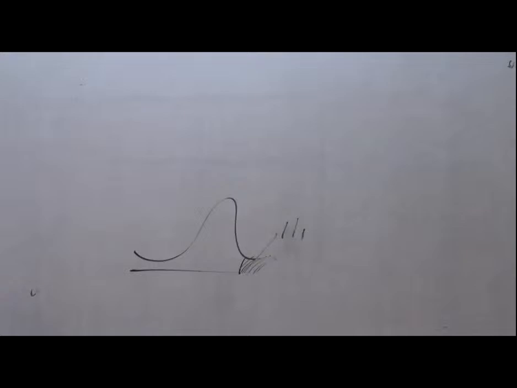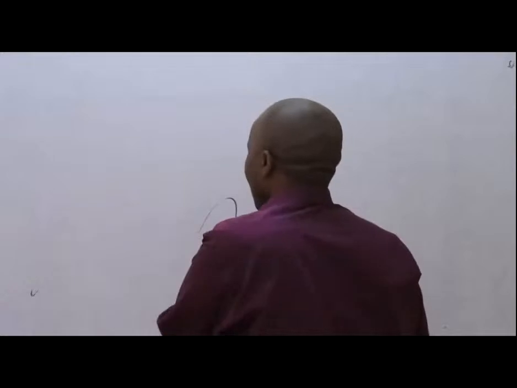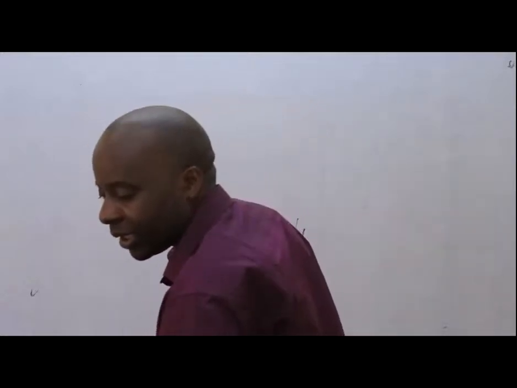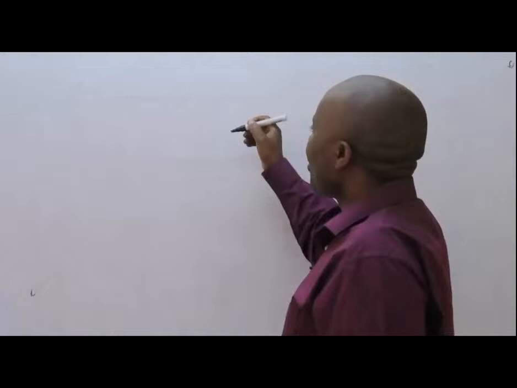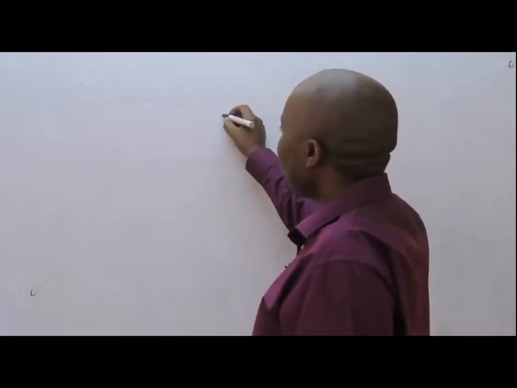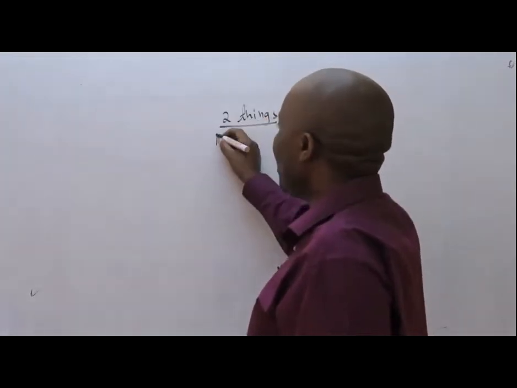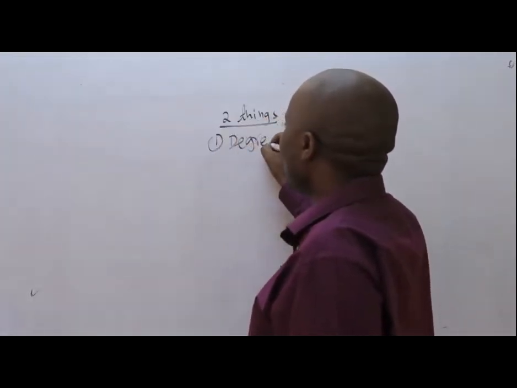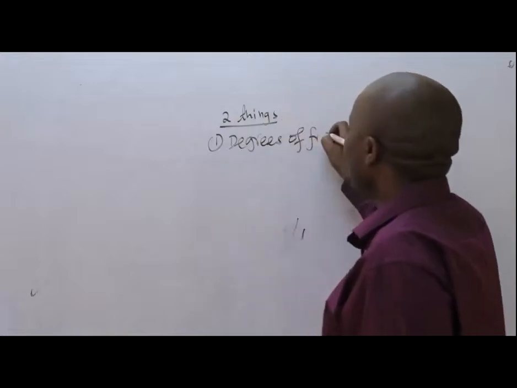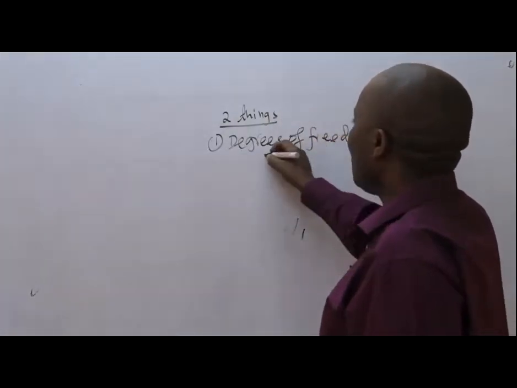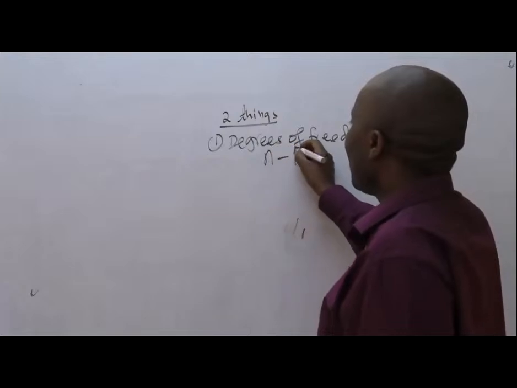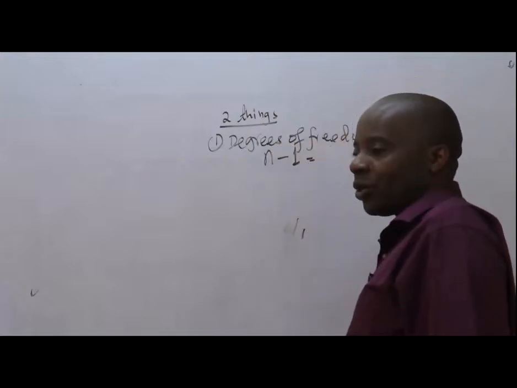Okay, so how do we get T critical? Thank you for asking that question. T critical is the same as T tables value. For the T tables value, you need two things. Number one, you'll need the degrees of freedom. How do we get this? It's n minus 1.